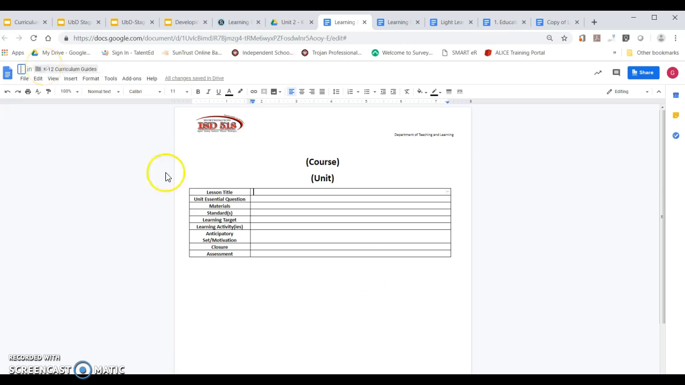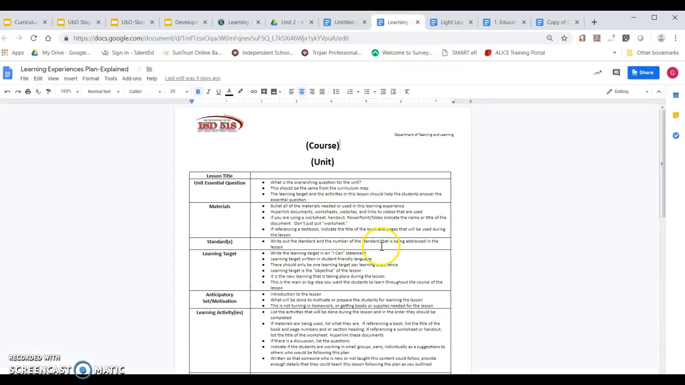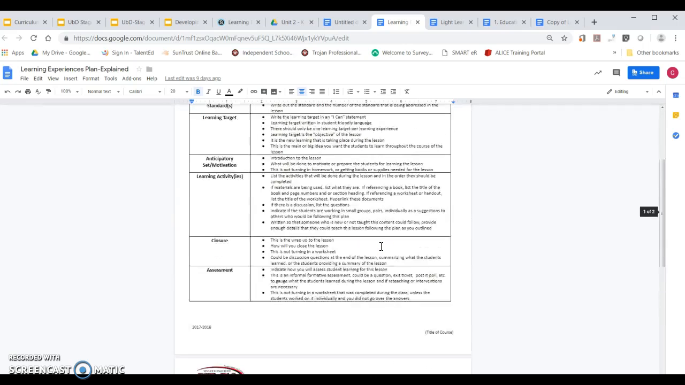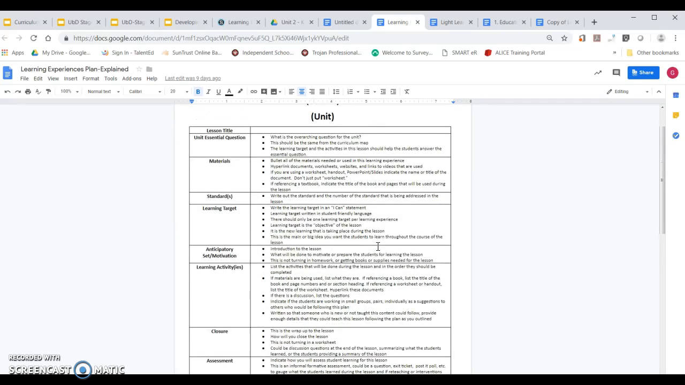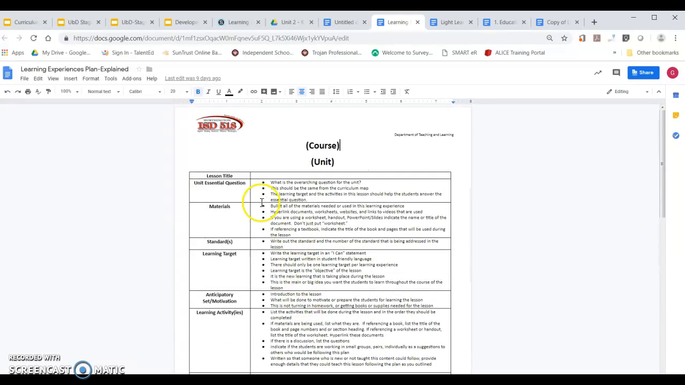All right, so now as we're moving on, because there was some confusion with this last year, I want to make sure that we understand everything. So I went through and put all this information here to explain what each of these things means. When you're talking about your unit essential question, something that we've learned about, I also put some more information in here on that.